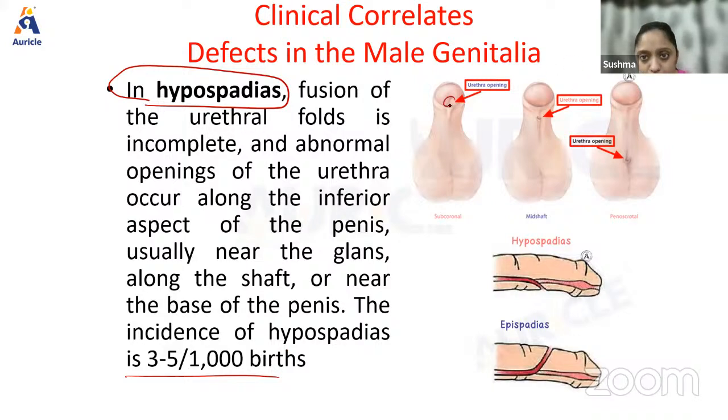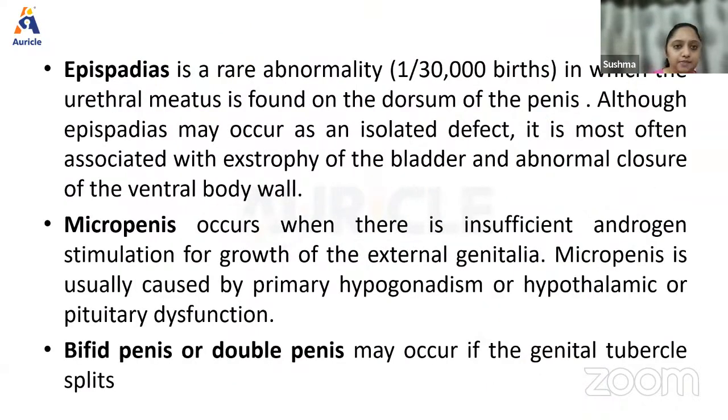As you can see, the urethral opening is subcoronal here, and here it is mid shaft. This is where the urethral opening is, and somewhere in this it is penoscrotal. There is no urethral opening in the glans penis at all. Look at this, it is penoscrotal. This is called hypospadias, where the urethral opening is present on the posterior or inferior aspect of the penis. If the same urethral opening is present on the superior aspect, then it is called epispadias.